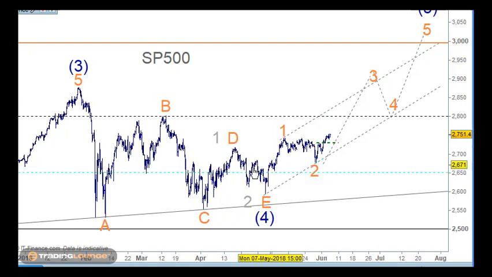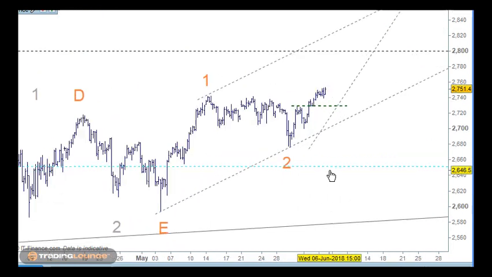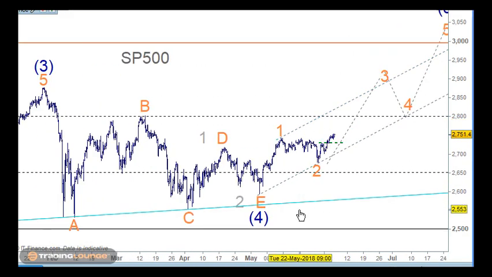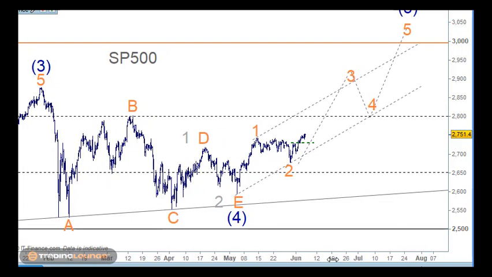But if that's the case, if we have this as 1 and 2 and 1 and 2 of the next smaller degree here, then this move up here should really start to move off strongly. Is it? Not really, is it? So it is moving, but not in line with what it would be: the third of the third, and then 1 and 2 in here of the third, so it would be the third of the third of the third. So I'd expect a stronger move within all of that. So I'll keep this here as the primary count for the bullish count in this case.